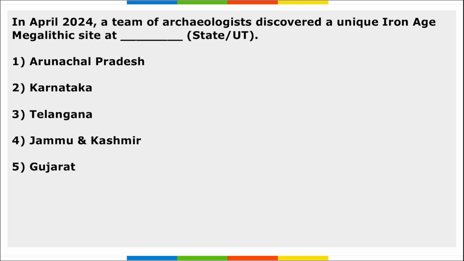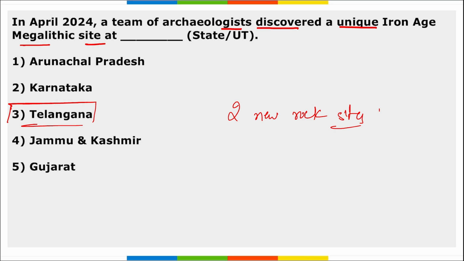Correct. Next, in April, a team of archaeologists discovered a unique Iron Age megalithic site. So a team of archaeologists discovered a unique Iron Age megalithic site at Telangana. In which state or UT? In Telangana it was discovered, right? So a total of 2 new rock sites were discovered in the state of Telangana, right?